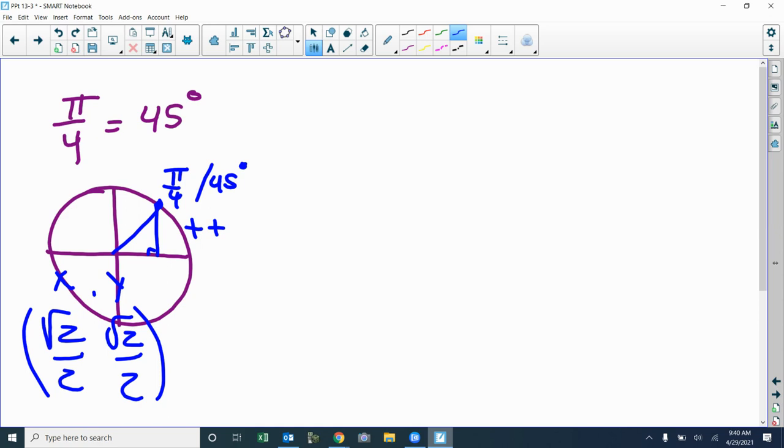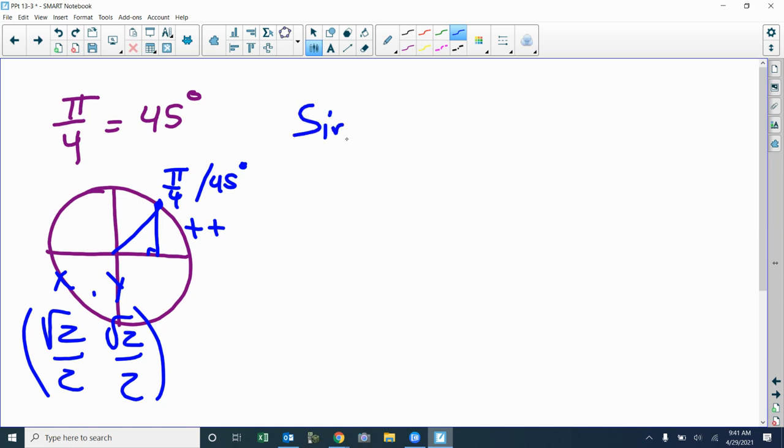I need to know that if it's a 45 family, both legs are going to be what? Square root of 2 over 2, right? I know if it's a 30-60, across from the 30 is going to be the half. Across from the 60 is going to be square root of 3 over 2. That's what I need to know. All right. Now the good part is it's a unit circle, so the hypotenuse is 1.